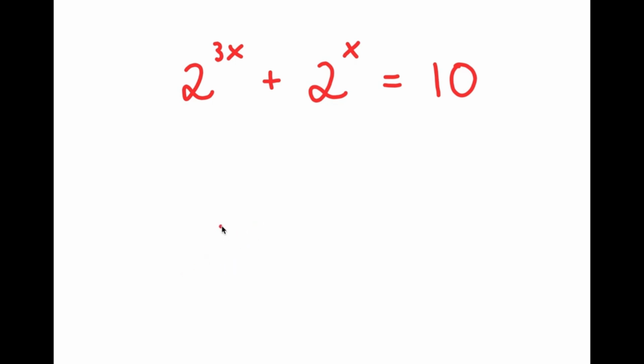Alright, so in this problem, I have 2 to the power of 3x plus 2 to the power of x is equal to 10. So I'm going to first start by letting y equal 2 to the power of x.